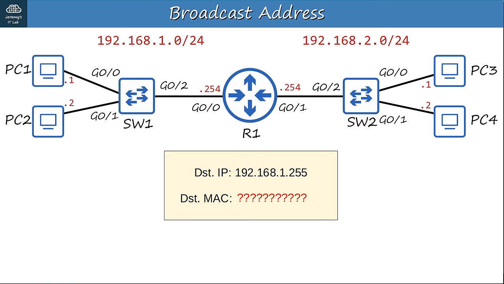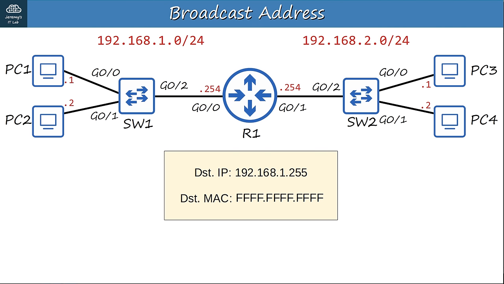So, the broadcast address is the layer 3 address used to send a packet to all hosts on the local network. If a packet is sent with this destination IP address, what do you think will be the destination MAC address of the frame it is encapsulated in? Think about the Ethernet LAN switching videos. It will be all Fs, the broadcast MAC address.